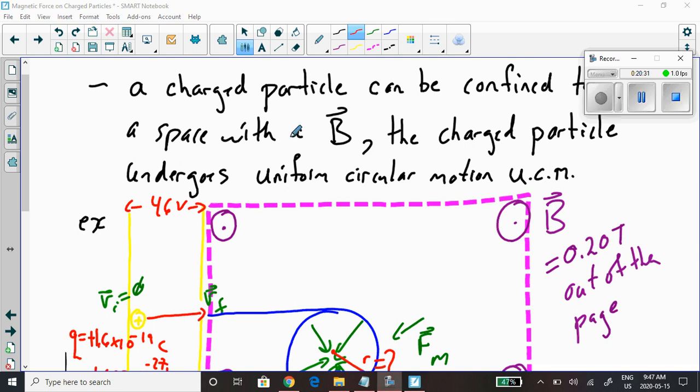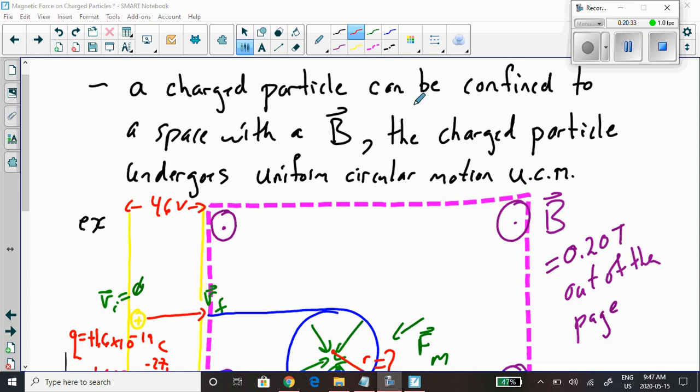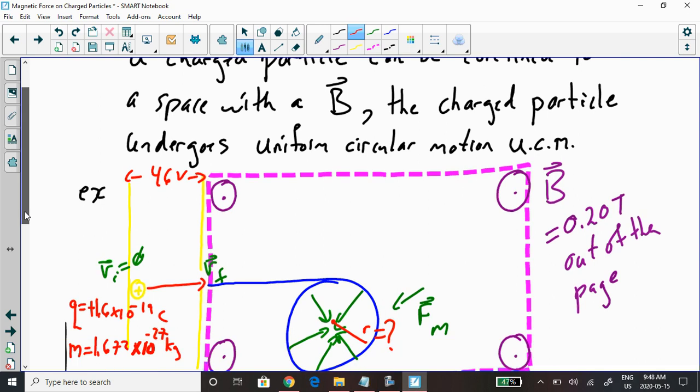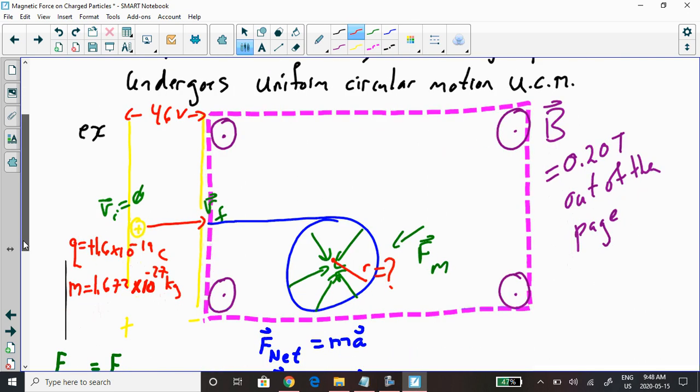So this is what we have right here. I wrote it out for you. A charged particle can be confined to a space with a magnetic field. The charged particle undergoes uniform circular motion, UCM. And we're going to do a question about that.